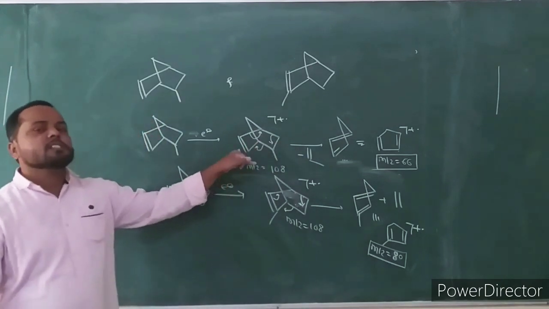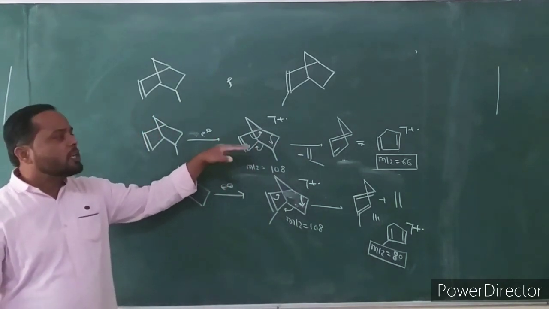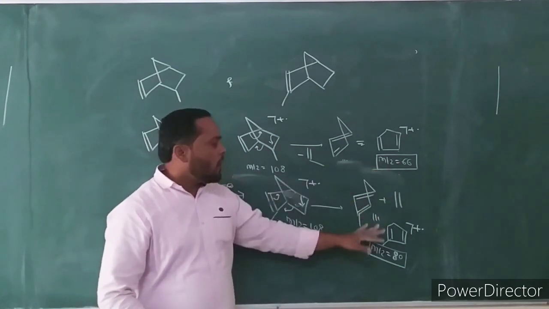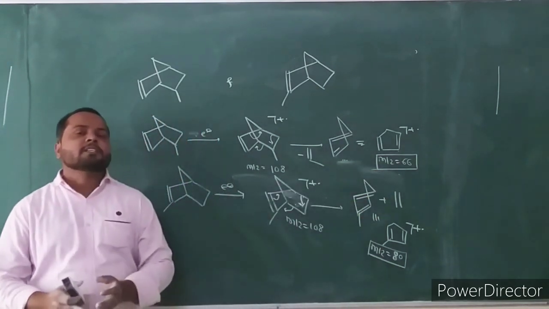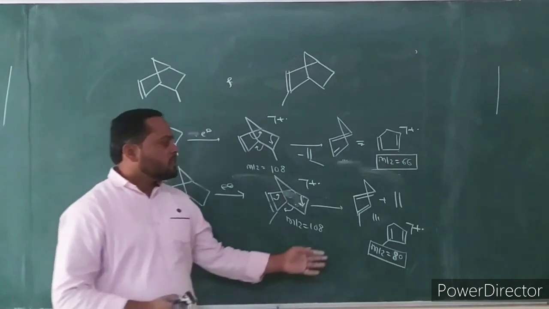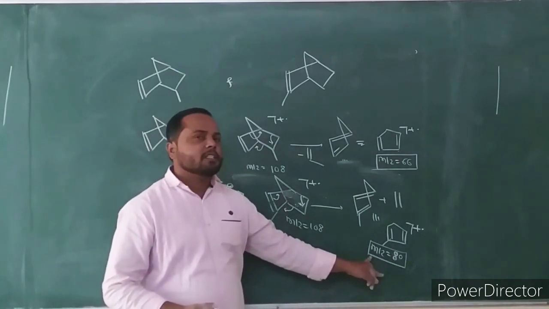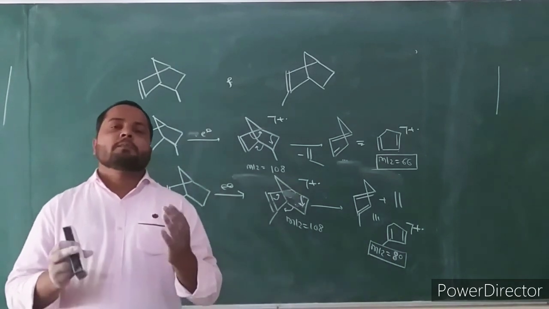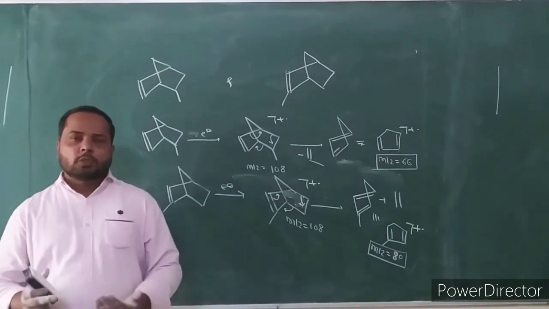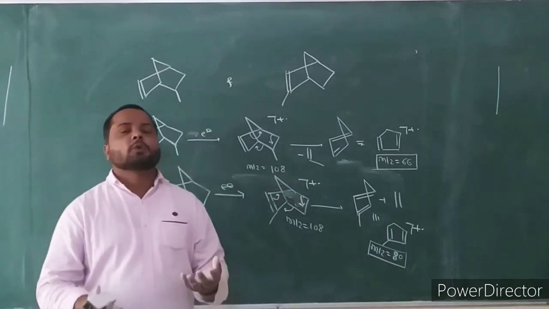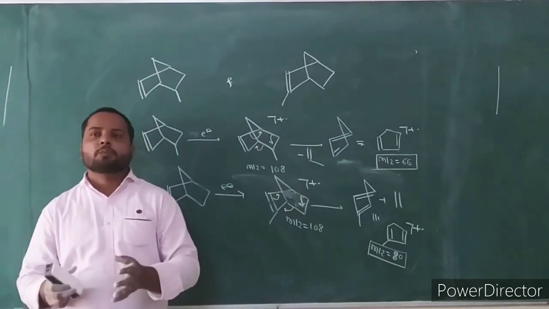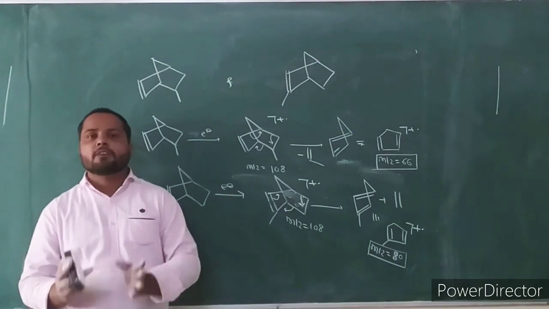The first compound gives the retro-Diels-Alder fragment at mass to charge ratio 66. On the other hand, in the mass spectrum of the second compound, the retro-Diels-Alder fragment ion appears at mass to charge ratio 80. So McLafferty rearrangement and retro-Diels-Alder fragmentation are very useful to distinguish pairs of isomeric compounds with the help of mass spectra.